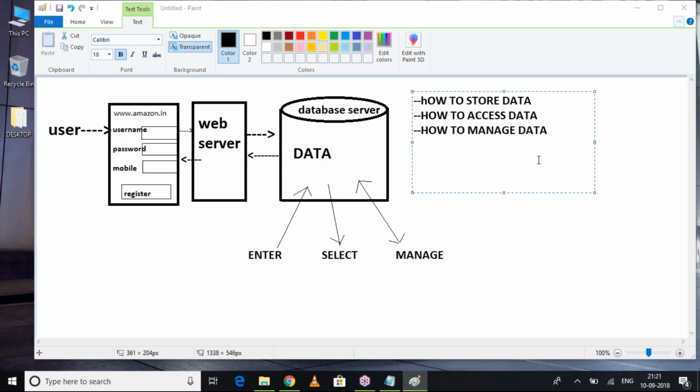Where is the data? The data is generated from business. Remember, the data is always generated from business. Without business, the data is never generated. The data is generated from business. Okay, let me save this. I will show you how the data will be generated.